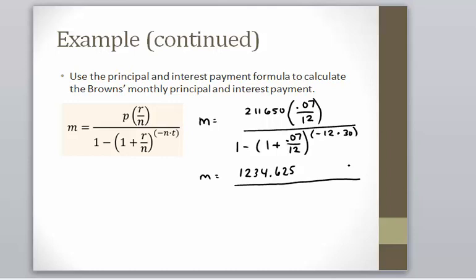All right, for the bottom, I'm going to go ahead and do the calculations inside the parentheses. So 1 plus 0.07 divided by 12. And I'm going to try to carry these out as long as I can. 1.0058333. We'll stop it there. And then we're raising it to the negative 12 times 30. So we're raising it to the negative 360th power.